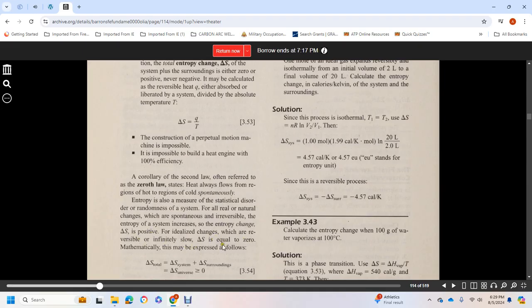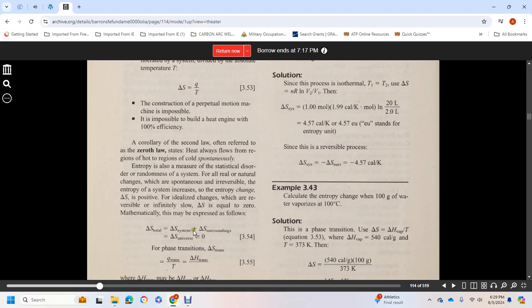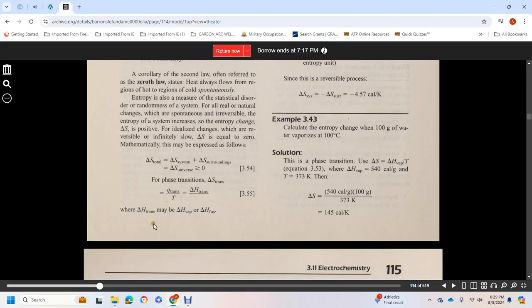Mathematically, this can be expressed as the entropy change of the universe equal to the entropy of the system plus the entropy of the surroundings, which is greater than or equal to 0. For a phase transition, the entropy change of transition is equal to the heat of transition divided by the temperature, where the heat of transition may be the heat of vaporization or the heat of fusion.